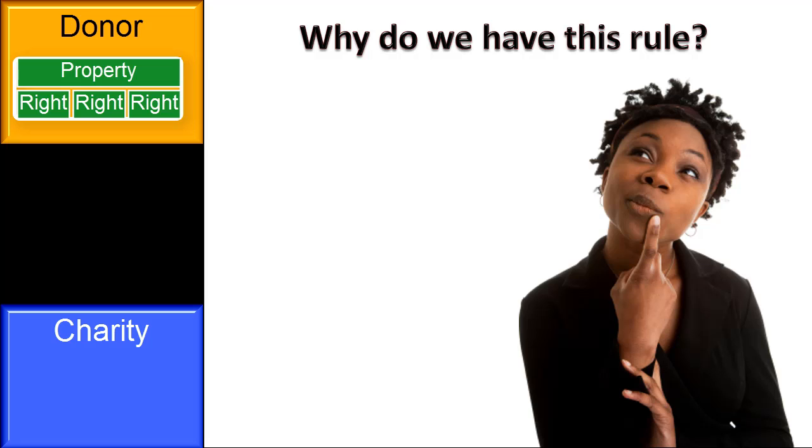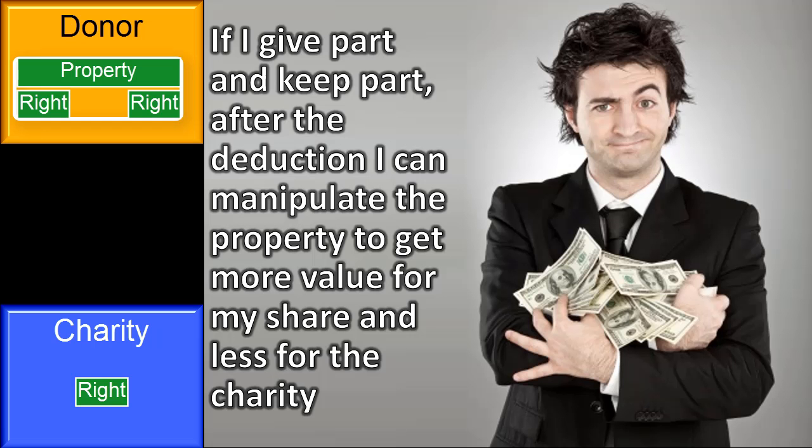We have been examining cases where the general rule against deductions for partial interest charitable transfers applies. But why do we have such a rule in the first place? Why not simply allow deductions for the fair market value of any partial interests transferred to the charity? The problem with partial interest gifts is that the donor may be able to manipulate the property to get more value for the donor's share and less value for the charity's share.